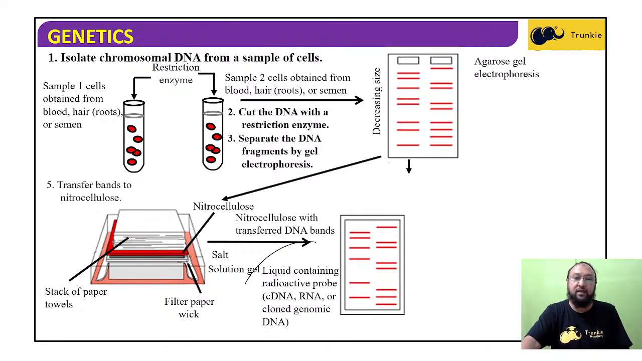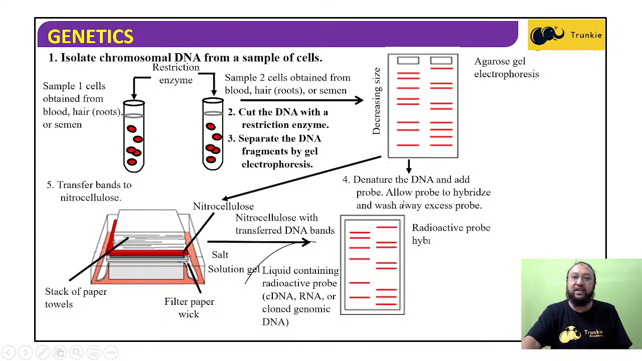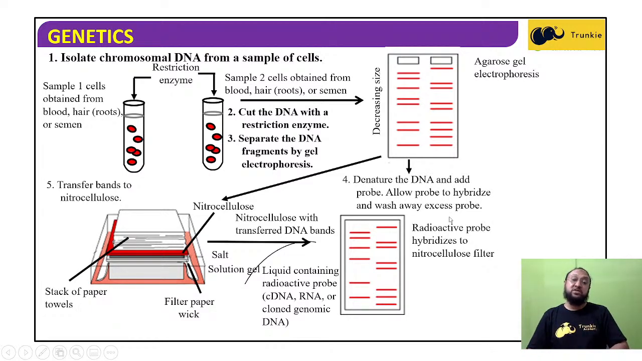Before that, we denature the DNA, add the probe, allow the probe to hybridize, and wash away the excess. We provide DNA fragments complementary to the ones present on the nitrocellulose membrane. This complementary DNA is labeled with a radioactive element, so it is called a radioactive probe.